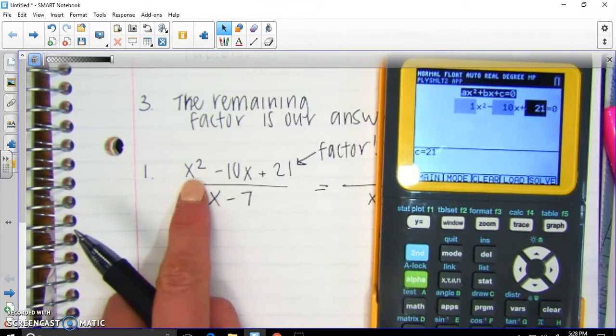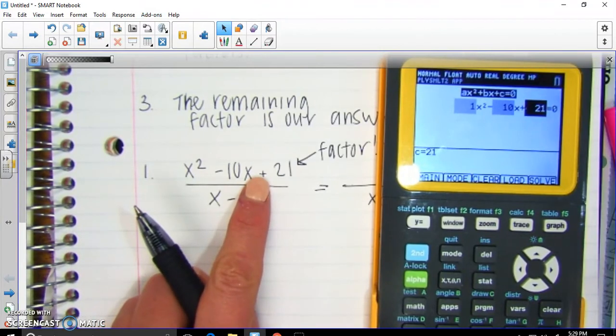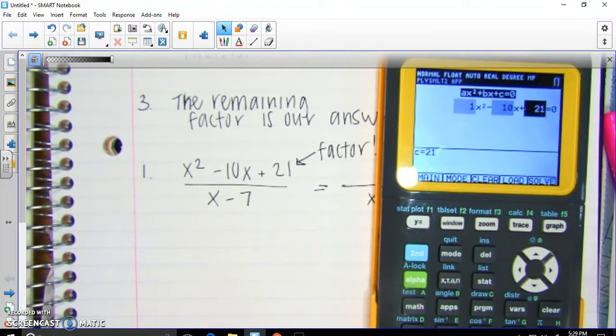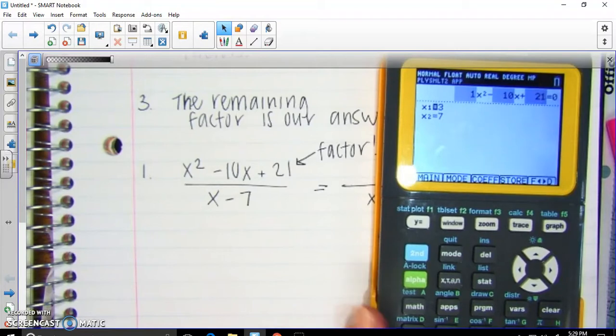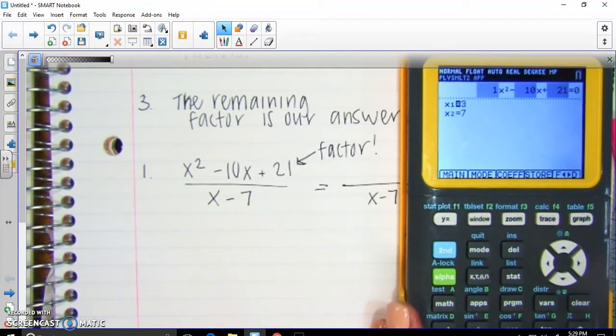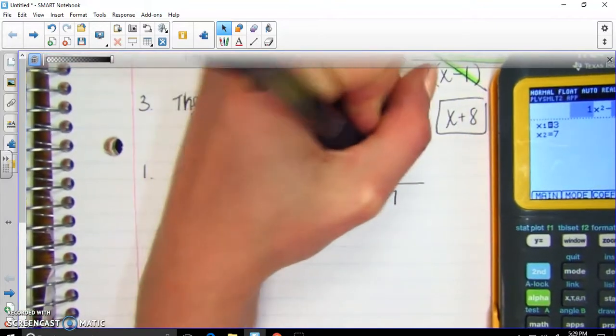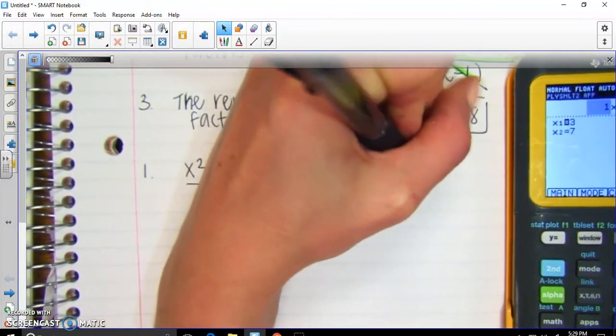I'm going to double check and make sure that I have everything typed in correctly, because usually when we get an error, it's not because we don't know how to use the app, it's because we're just entering something wrong. Okay, we get our solutions are 3 and 7, so we write those as factors with opposite signs: x minus 3, x minus 7.